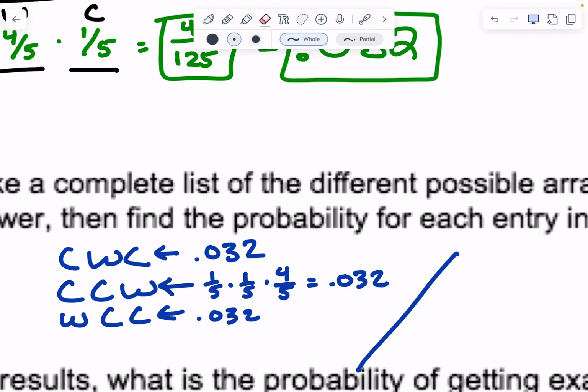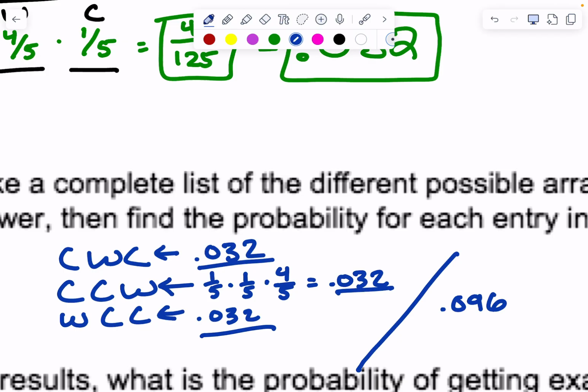Okay, so what's the chances that I get 2 correct and 1 wrong in any order? 0.096. If you add all 3 of them up, because I could get any one of those combinations.